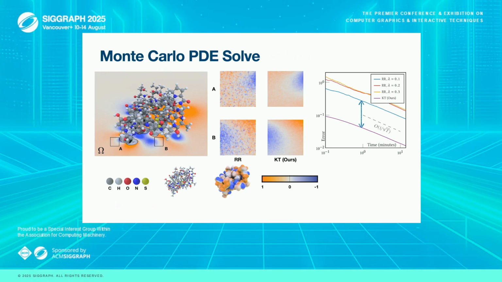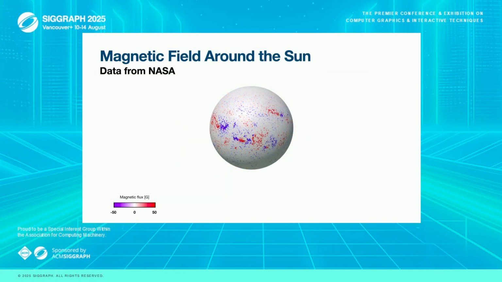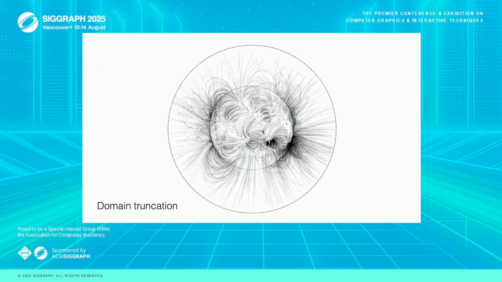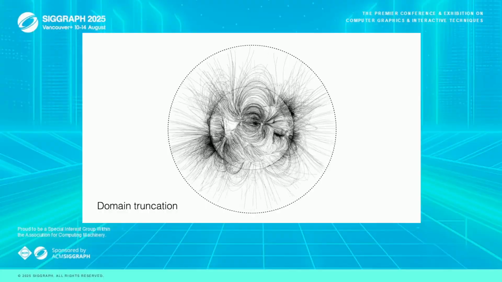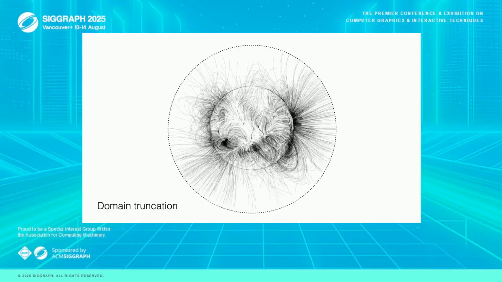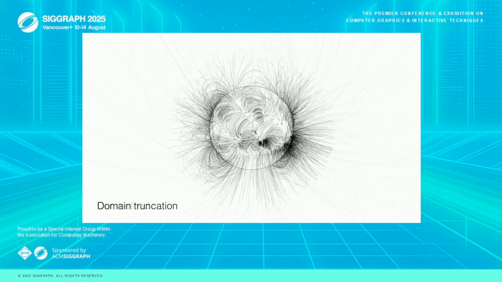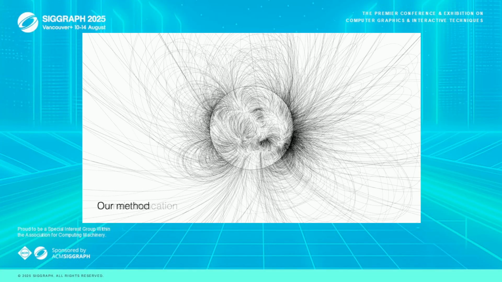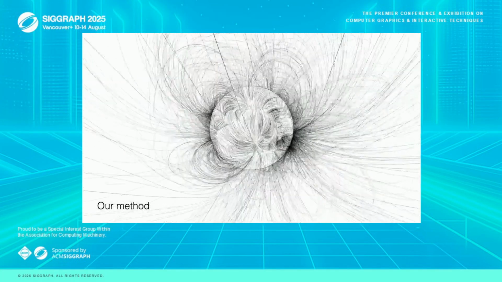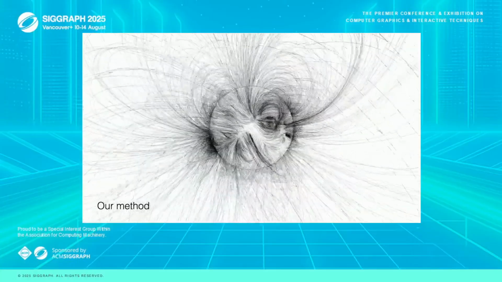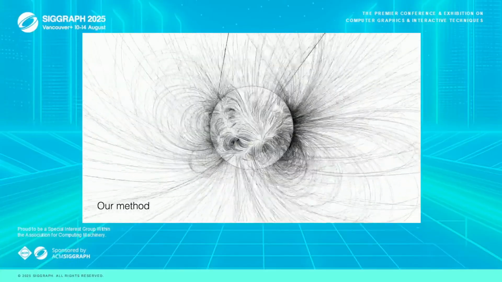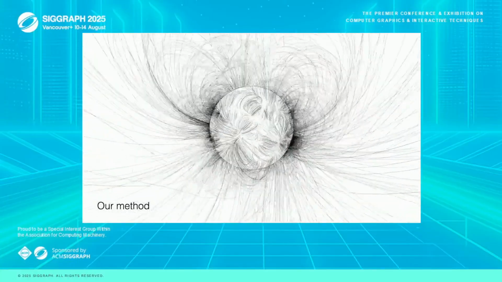Now, we can use it for quite interesting problems. Let's say we're given this data from NASA with the magnetic flux on the sun, and we're asked to extend the magnetic field to the surroundings. Usually people use domain truncation, where they cut off the domain, set some values there, and solve for the problem. But that really disturbs the results. So using our method, we can actually solve for the entire infinite domain. We can pick any point we're interested in, run our Monte Carlo geometry processing, and we would get reasonable results.